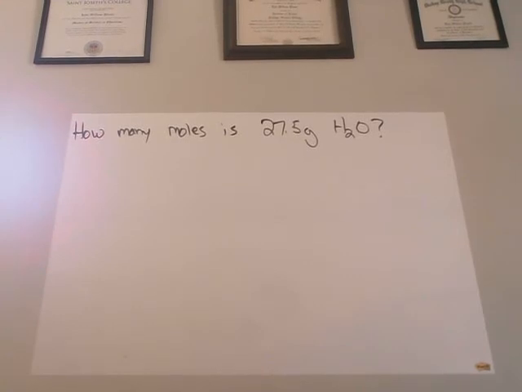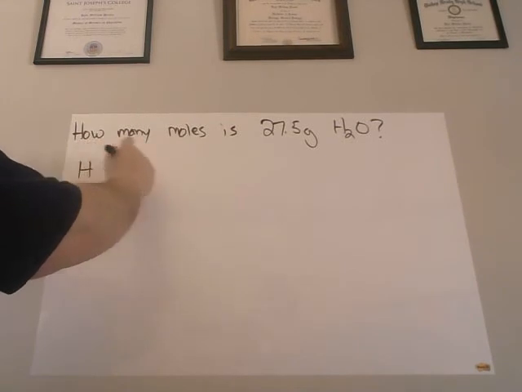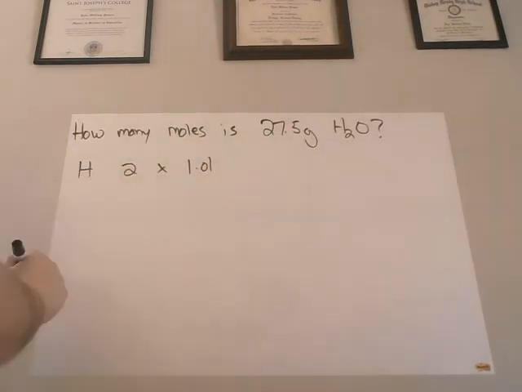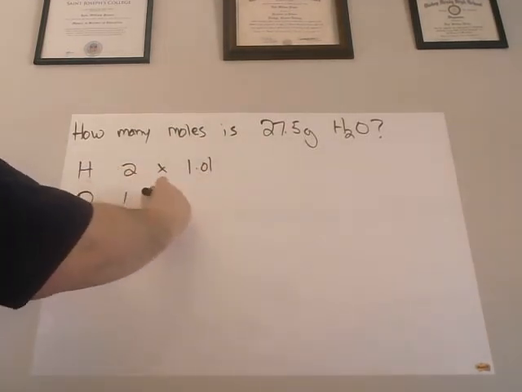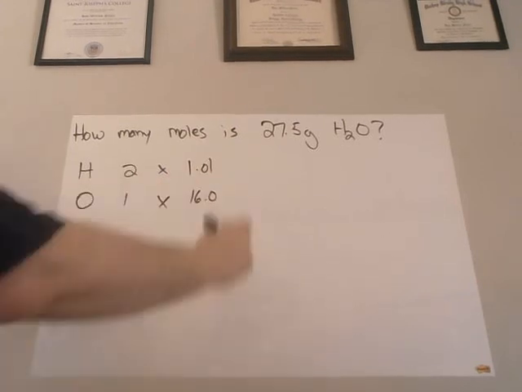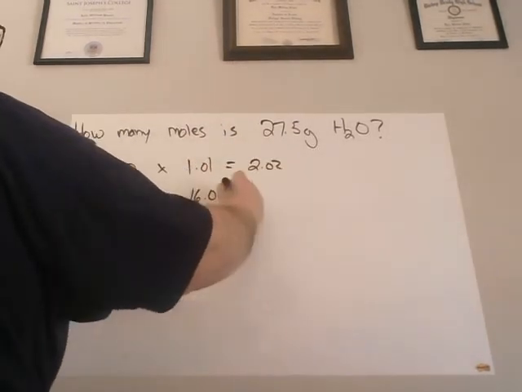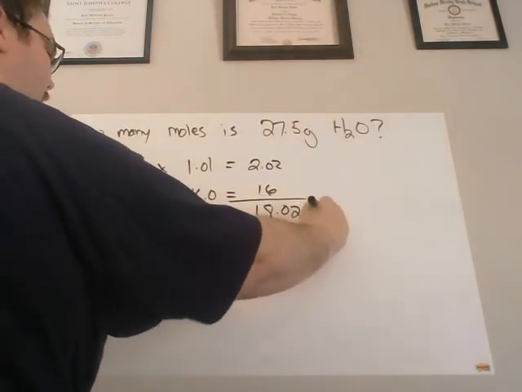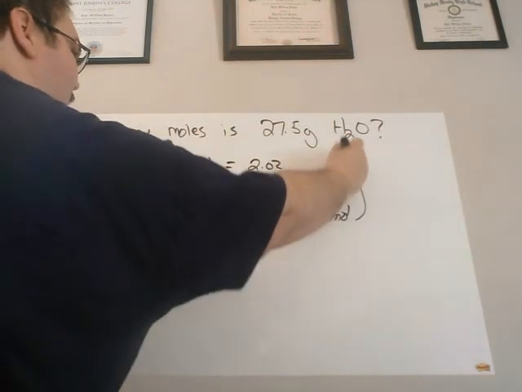So, the first step, we have to figure out what the molar mass of water is. If you remember, last time we figured out the molar mass of substances by adding together the atoms that make it up. So I have hydrogen, 2 atoms, and hydrogen weighs 1.01 grams. And oxygen, I have 1 atom, and oxygen is 16.0 grams. So I get 2.02 and 16. I add those together, I get 18.02 grams per mole. So that's our molar mass of water.